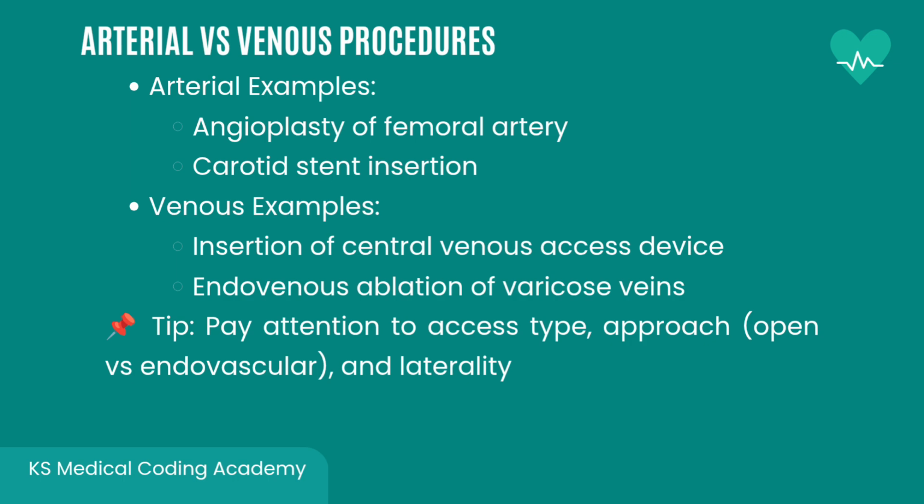Arterial versus venous procedures. Differentiate between arterial and venous interventions. Arterial examples include carotid stents and femoral angioplasty, while venous procedures include central line placement or varicose vein ablation. Look for approach type, like open versus endovascular, and laterality.